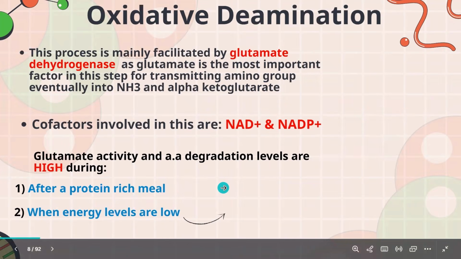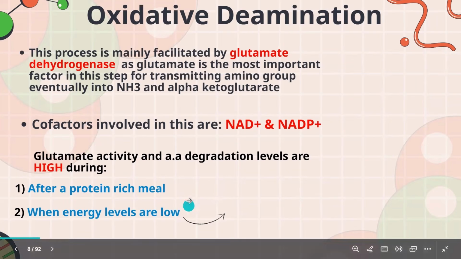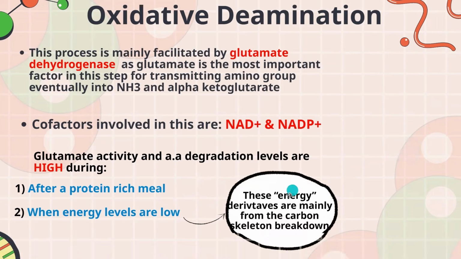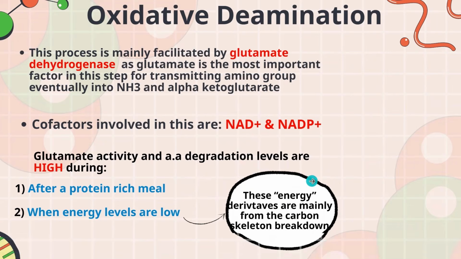If you guys remember in the insulin lecture, we talked about how we use fat and carbs as energy, but then eventually we're going to use proteins. Our body doesn't normally use proteins as our energy source, but if energy levels are very low, it's going to begin using protein. And yeah, these energy derivatives are mainly from the carbon skeleton breakdown. You'll be like, what does this mean? If you remember, after we remove NH2, the leftover amino acid becomes the carbon skeleton, quote unquote. And this carbon skeleton is going to be prioritized for glucose synthesis and energy synthesis. And yeah, that's about it.